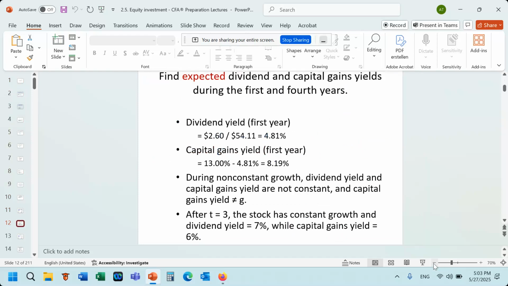Then we're calculating expected dividend and capital gain yields during first and fourth years. Notice that the problem says expected because this is calculations for future. These dividends are not paid yet. So dividend yield for the first year is $2.60.